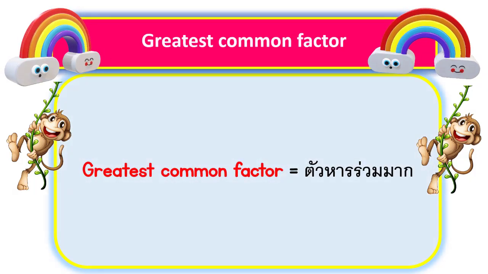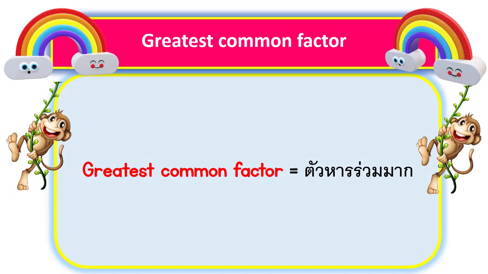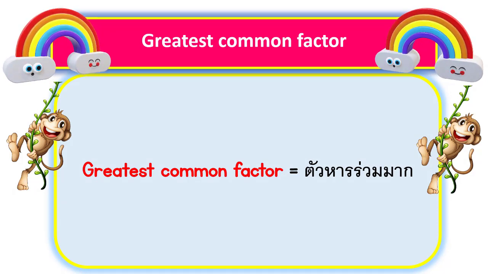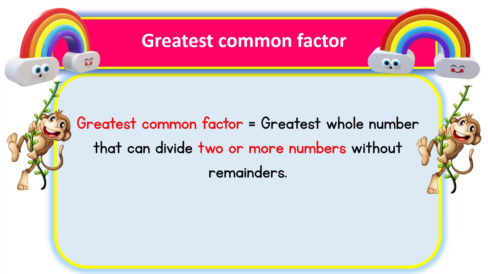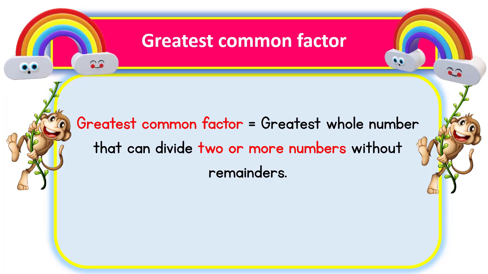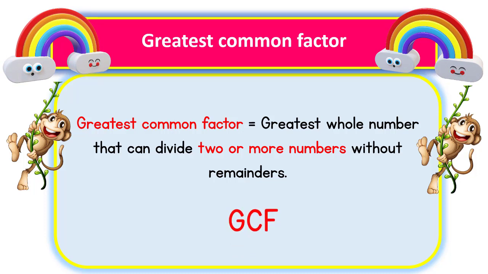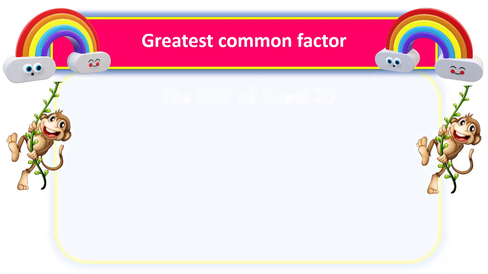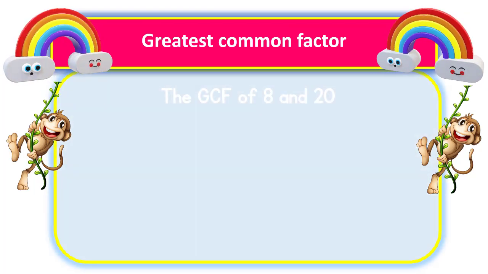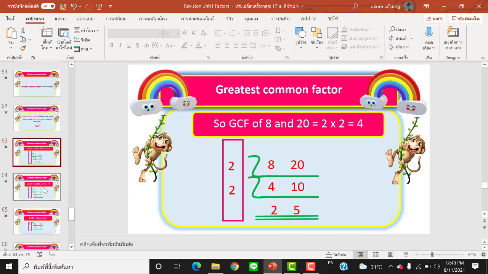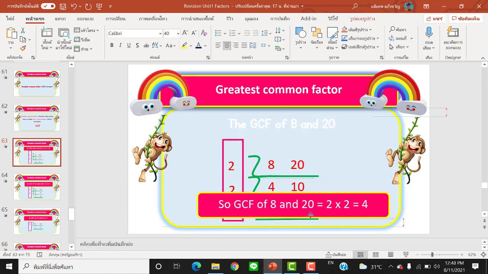Excellent. Now, the greatest common factor. Greatest common factor. What is it in Thai language? Excellent. Next. Greatest common factor is the greatest whole number that can divide two or more numbers without remainder. You can call it GCF, greatest common factor. The greatest common factor of 8 and 20. 8 and 20. All right.